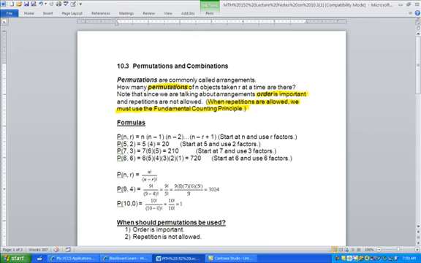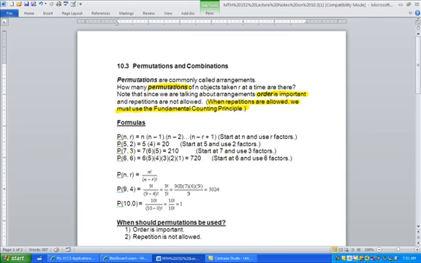Alright, we have some different formulas here that we can use, and one that the textbook gives us is this, read as permutations of n objects taken r at a time, can be calculated by taking n times n minus 1 times n minus 2 all the way down to n minus r plus 1. So we start at n and we use r factors. So for example, permutations of 5 taken 2 at a time, we start at n, which is 5, and we'll have 2 factors, so we stop at 4. So 5 times 4 is 20.